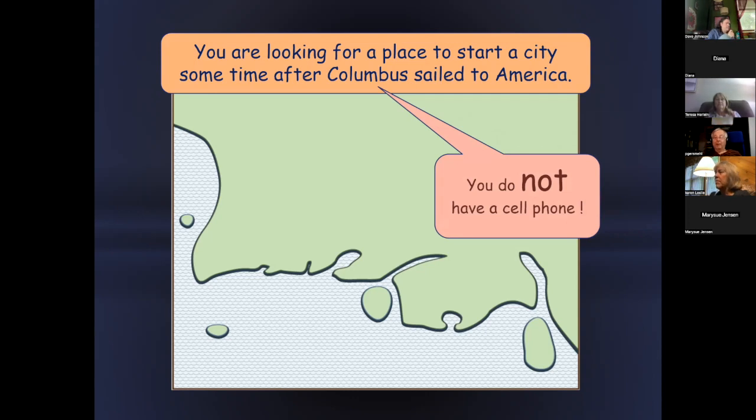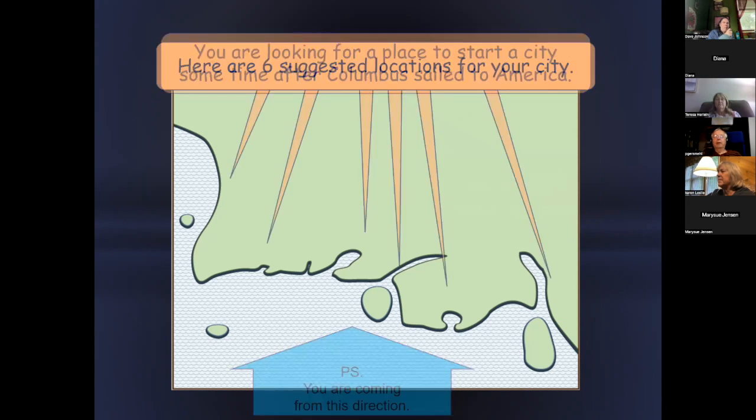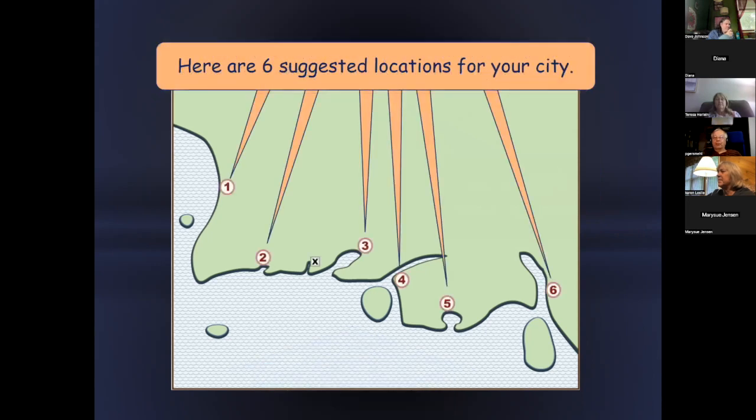Talk a little bit about the position in history. You're coming from this direction, from the bottom and going into the map. Your scouts, who came out here a couple years earlier, have suggested 6 different locations for a city.